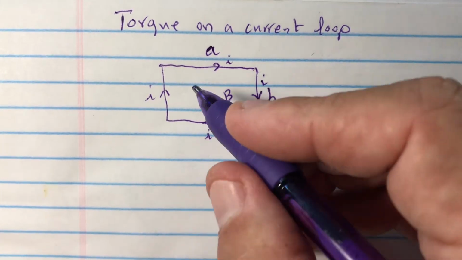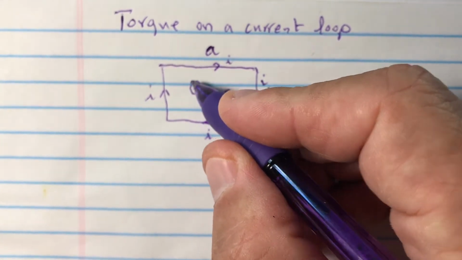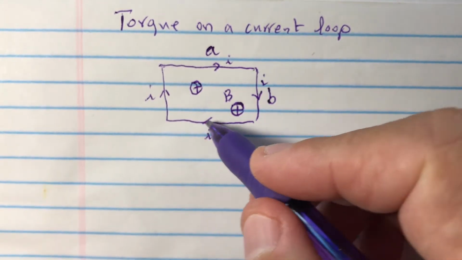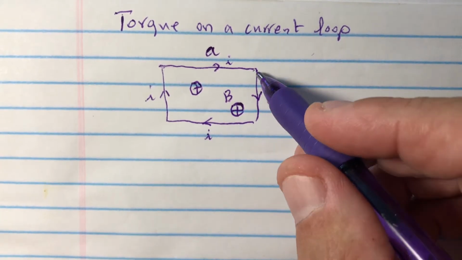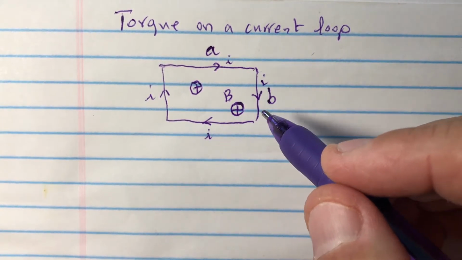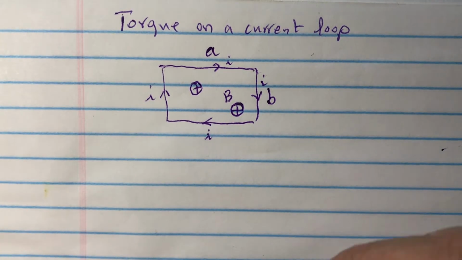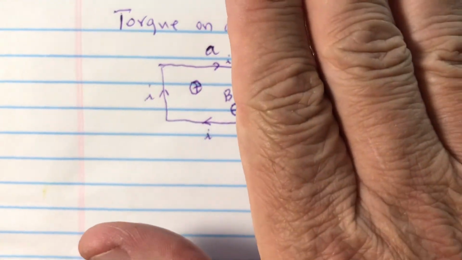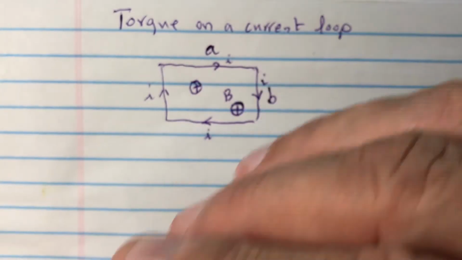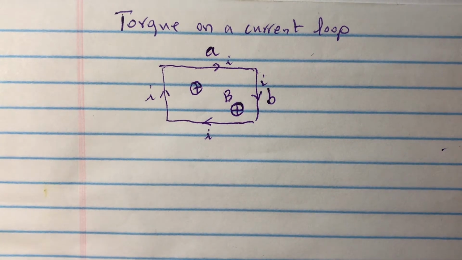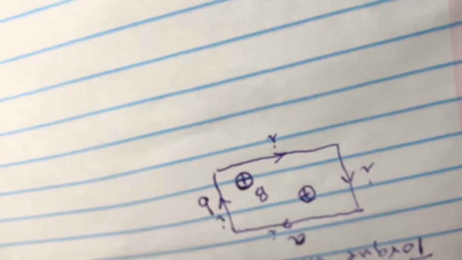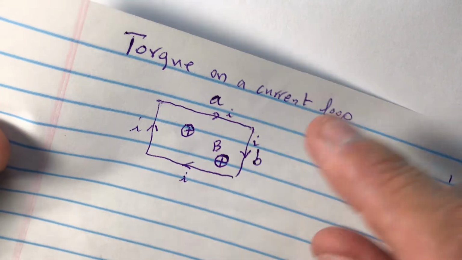Now, we need to know the forces that are acting on these sections of the loop. Let's look at the right section here. I have to use the right hand rule. Now the problem is I'm sitting this way, so I'm gonna rotate the paper to make it easy for me. I'm looking at this section here.